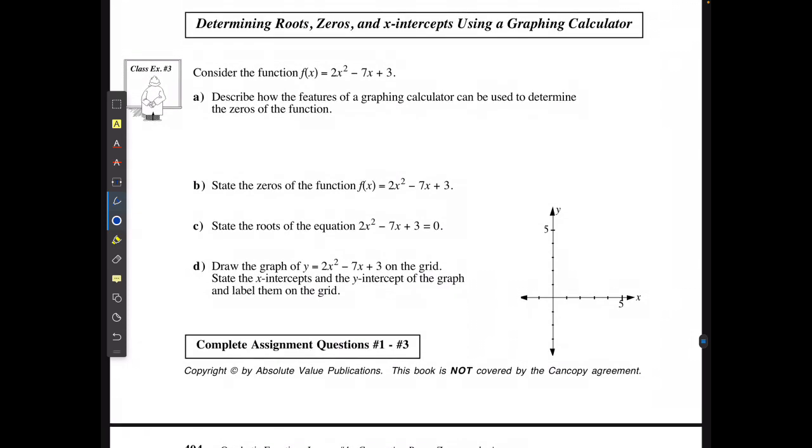When I'm describing how to use the features of a graphing calculator to determine the zeros of a function, I'm going to graph the function, f of x, into the y equals in the calc.